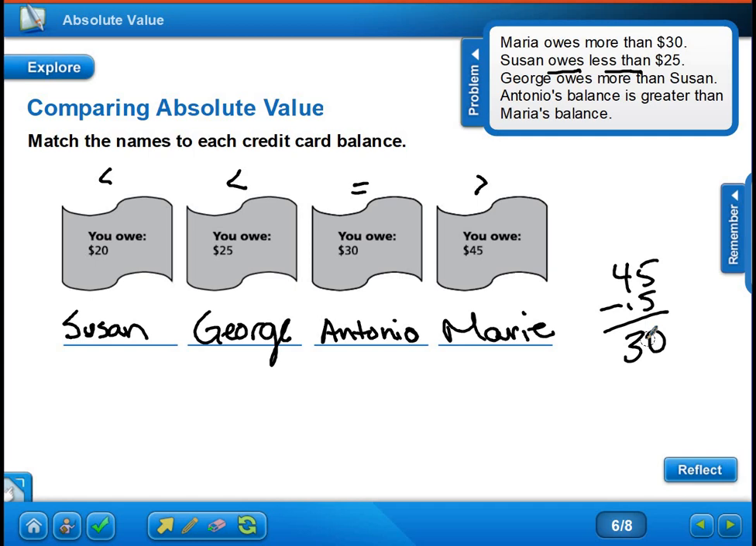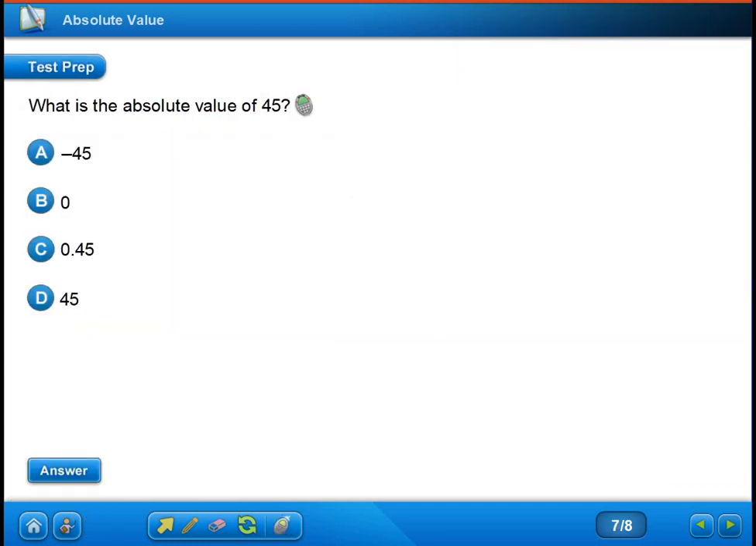I know this can be confusing. We will definitely work on it more in class, and it's something that you definitely have to sit down and think about because it seems so opposite and so backwards. This part, though, should make you feel much better because finding the absolute value, I have always found with students, is something that they enjoy because it's fairly simple. So what is the absolute value of 45? Go ahead and pick your answer. And if you chose D, 45, you were correct.